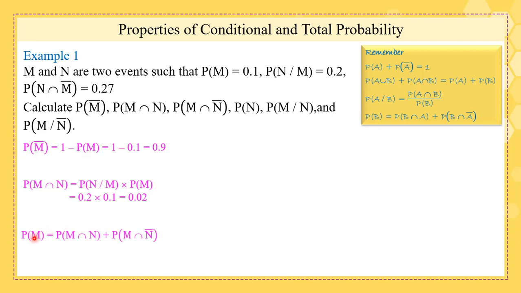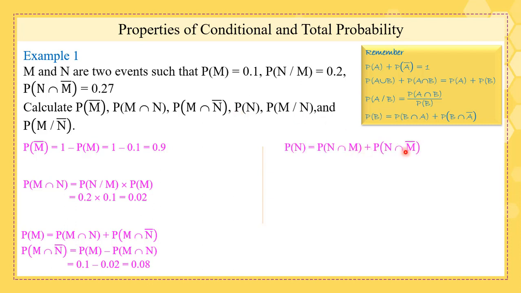What is the probability of M? It's M intersection N plus M intersection N bar. So this is the unknown, and we know P of M, which is 0.1, and P of M intersection N, which is 0.02. Now we need P of N. What is P of N? It's N intersection M plus N intersection M bar. We know N intersection M bar from here, and remember that N intersection M is the same as M intersection N. So this would be the answer.